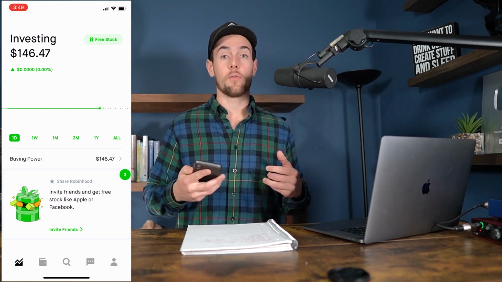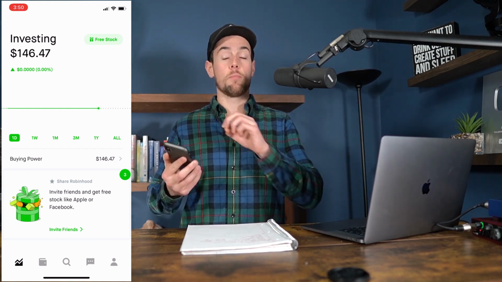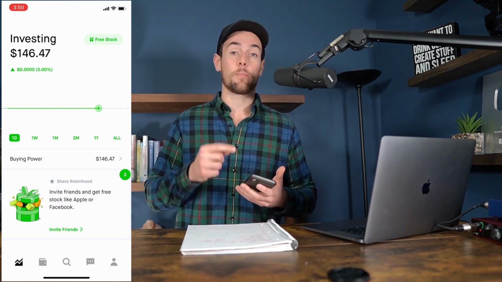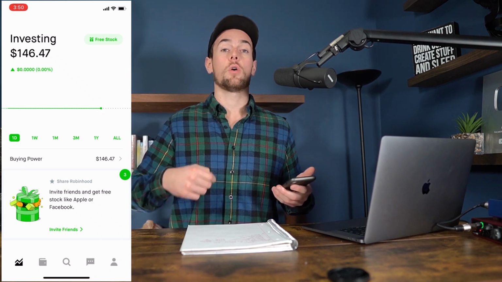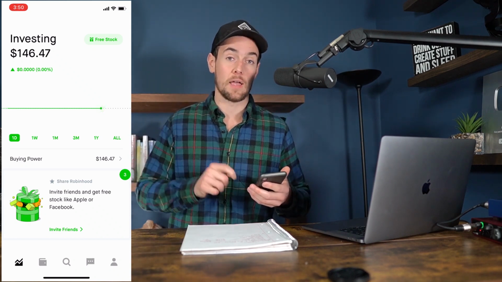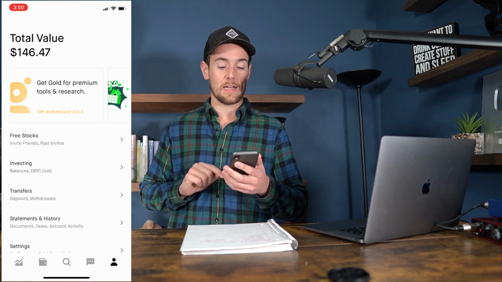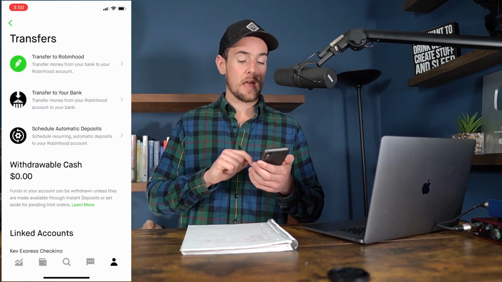Now, I already have my Robinhood account linked, but what I want to go ahead and do is move some more money into this account. That way you guys can see what that process looks like. And it also is going to show us something interesting called Robinhood Instant Deposits. So in order to do that, what we're going to do is go over to the person icon. After you click on the person icon, you're going to go over to transfers.